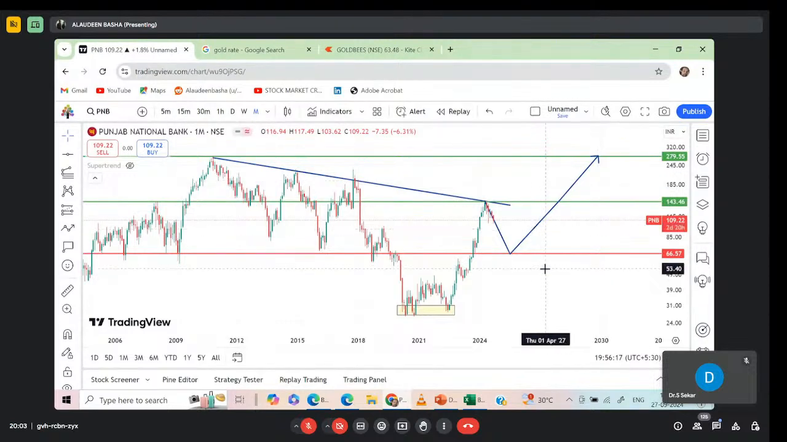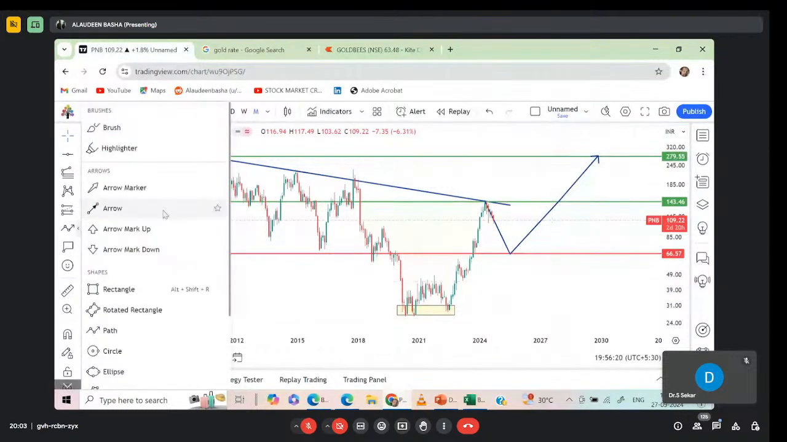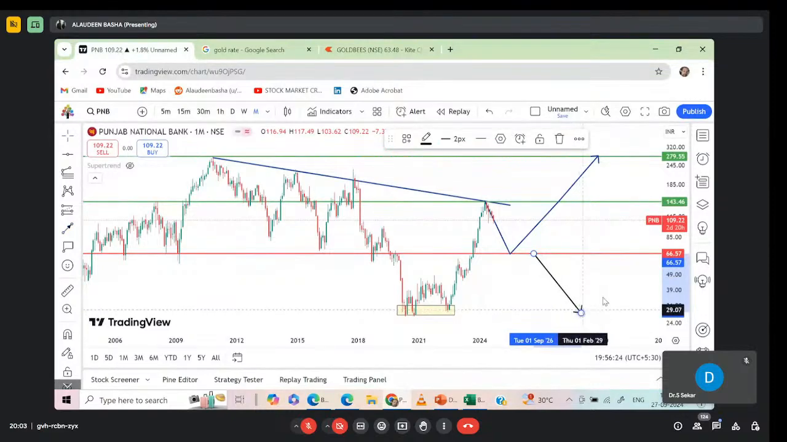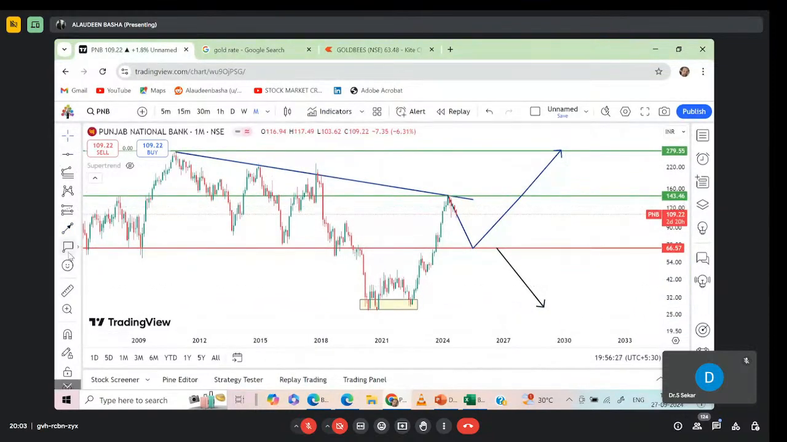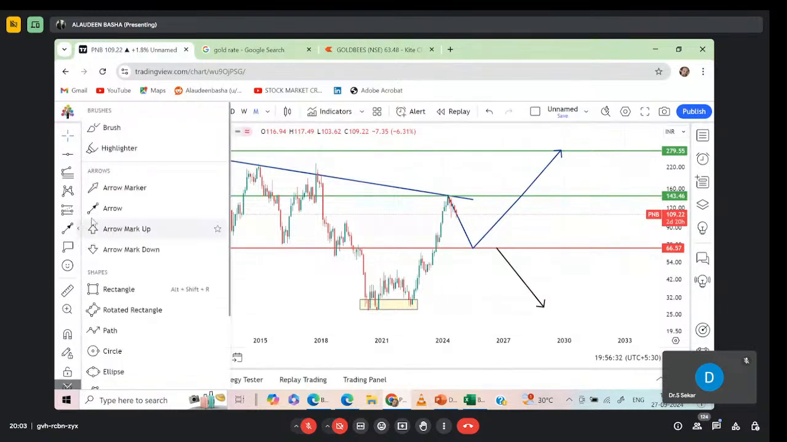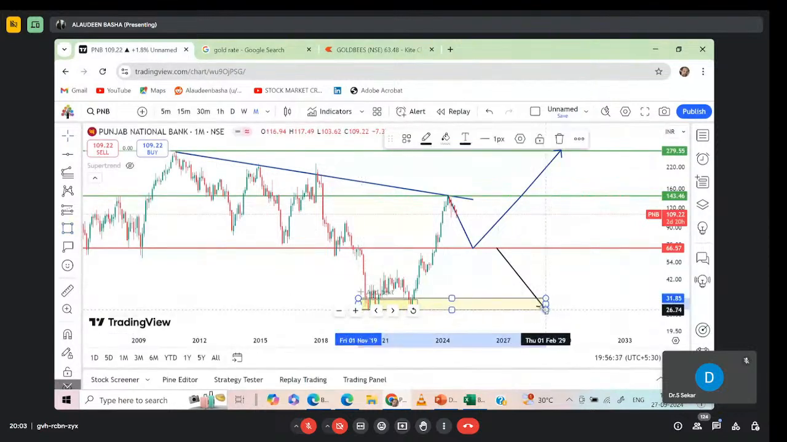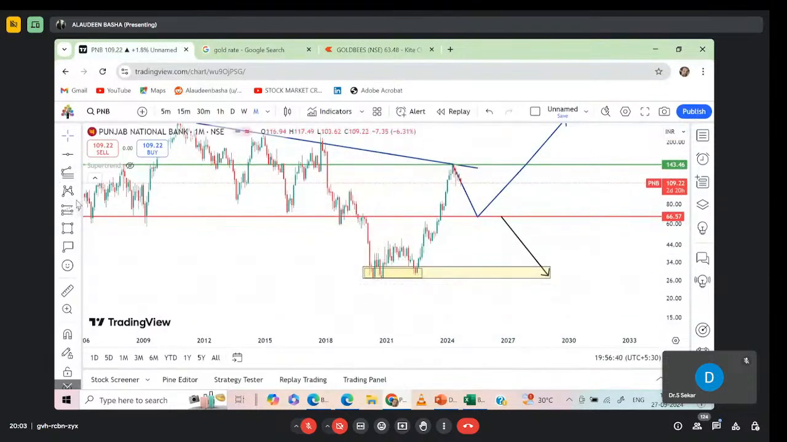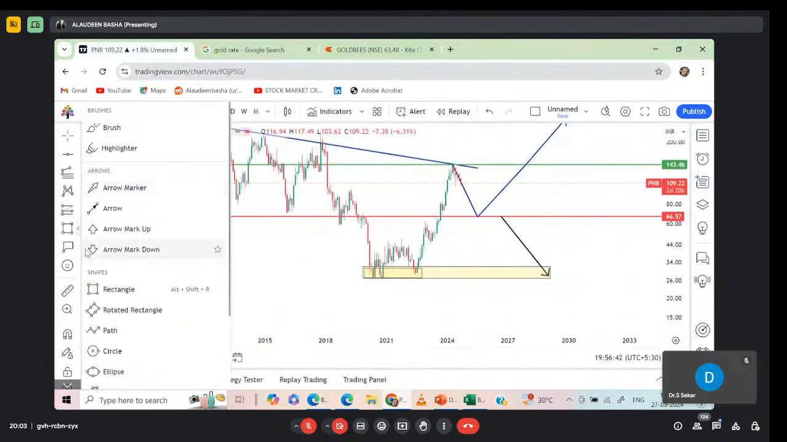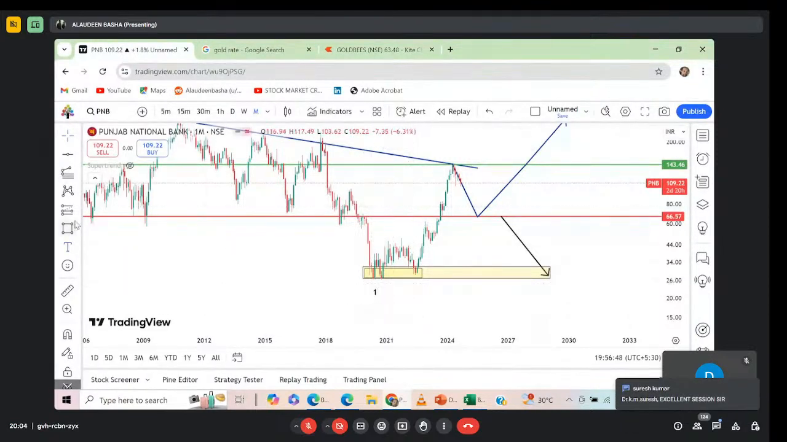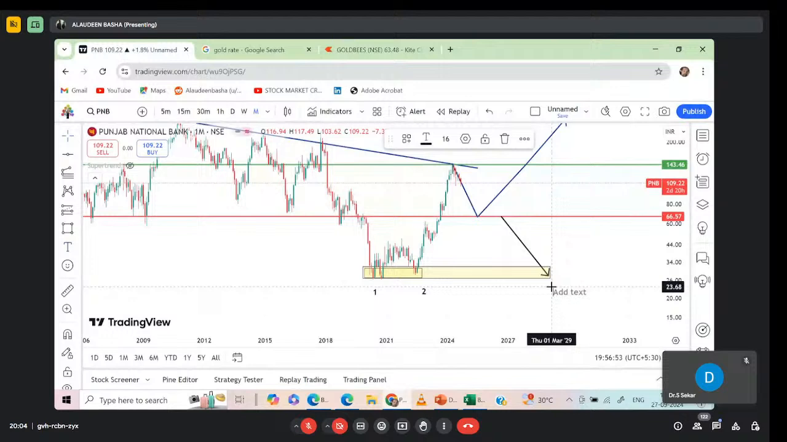Once it breaks 66 and comes again to the same price, because history repeats itself, the 30 rupees zone is a wonderful opportunity for the long term. It is called a triple bottom. Already we have 2 bottoms. Once it occurs here, it is called a triple bottom. So this is the first bottom, this one is the second one, and this one is the third one.